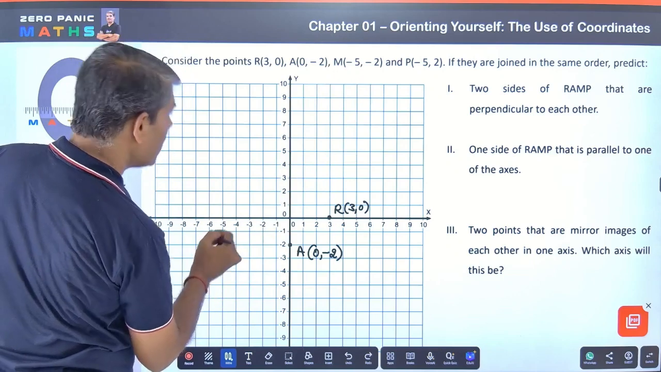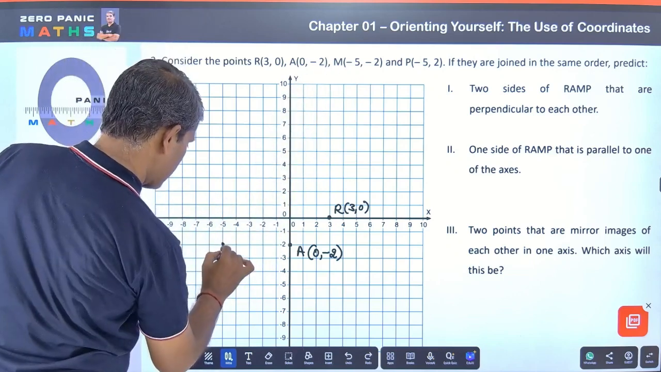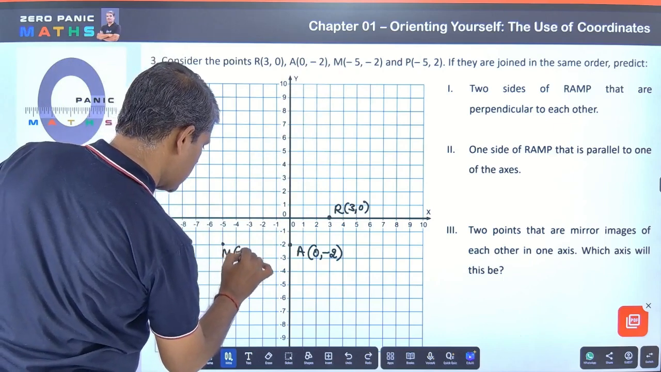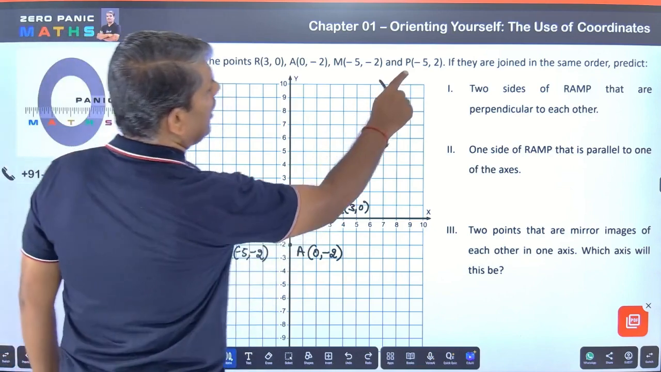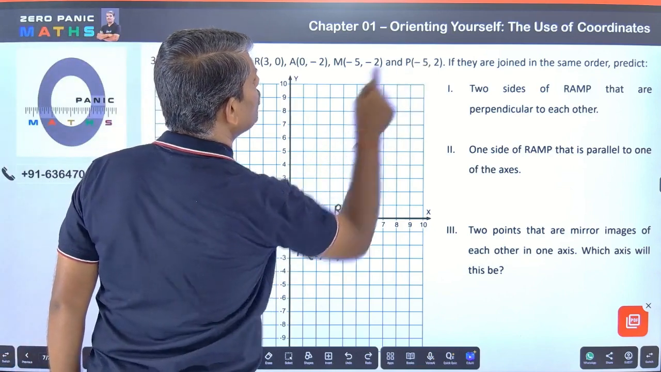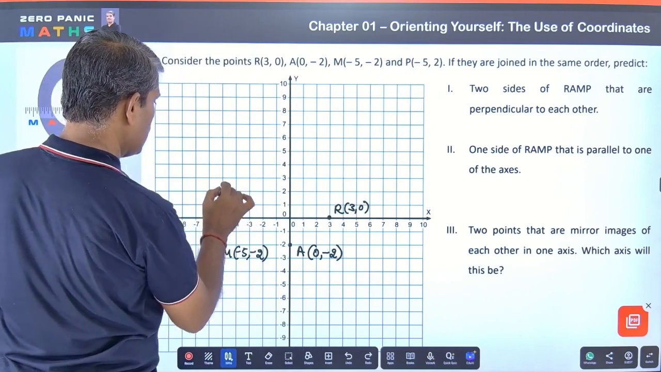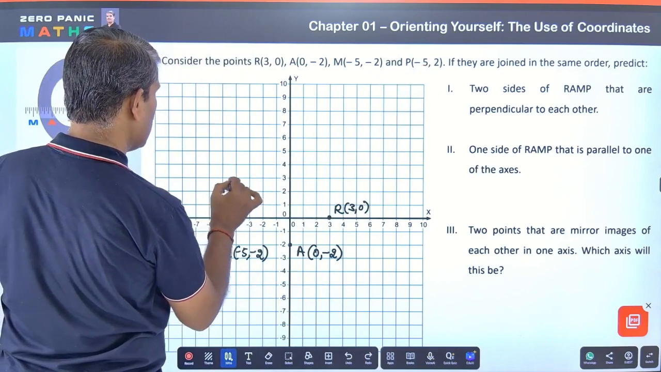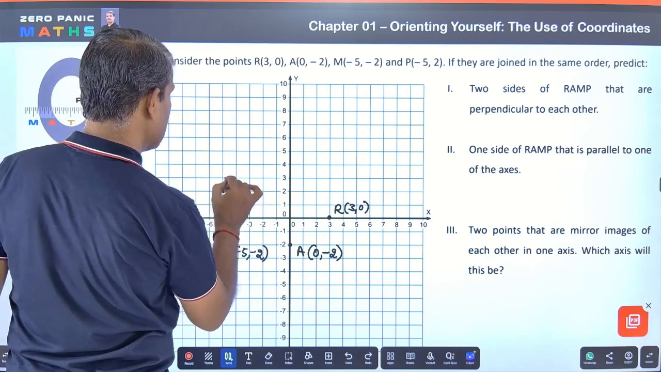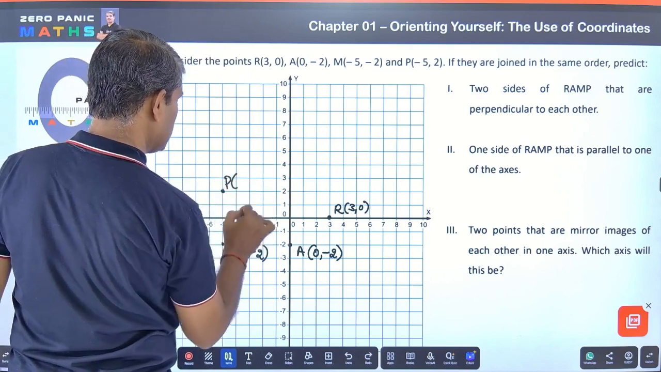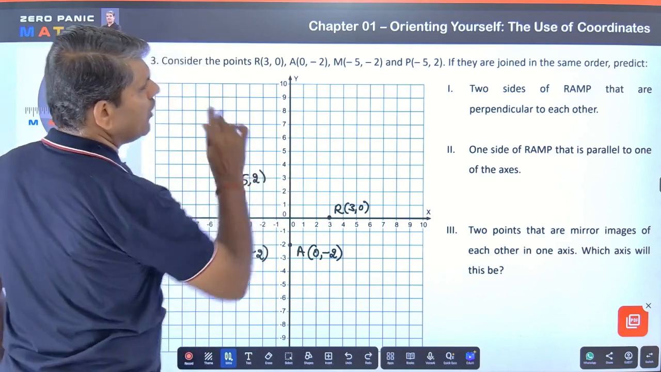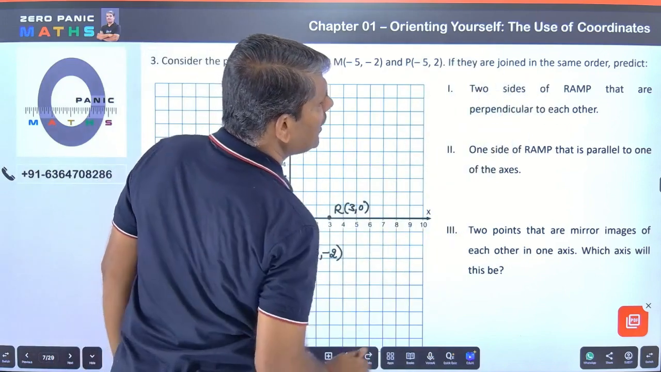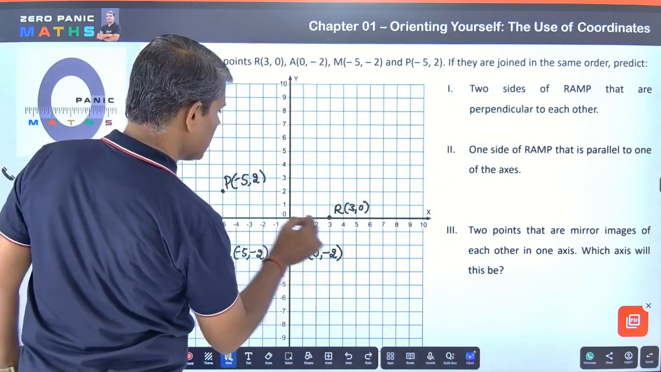And what is this? M is -5 as the x coordinate and -2 as the y coordinate. And finally (-5, 2), which is P, -5 and 2 on the positive side of the y-axis. Now, let us join them in the same order.